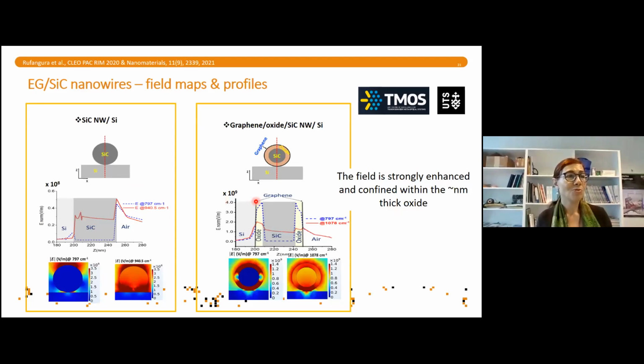So what we have at this point in time, and this is just very quickly, is the silicon carbide bare nanowire, how it responds, and you can pay particular attention to the scales here that are different. When you look, for example, at M1, which we were particularly interested in, you can see that the field is amplified and particularly confined within that low refractive index oxide that we have in between the outer shell of graphene and the inner core of the silicon carbide.